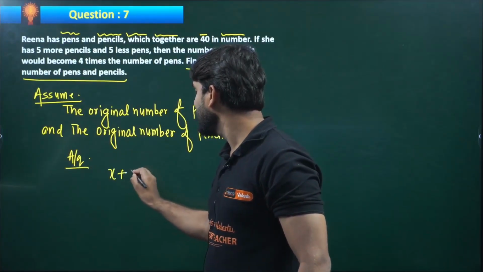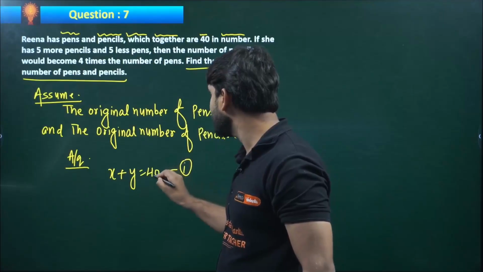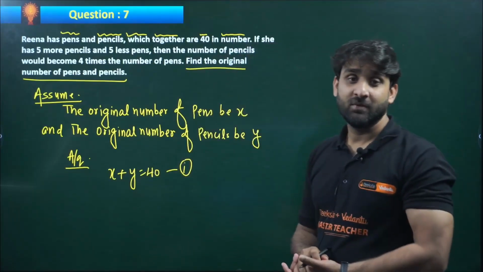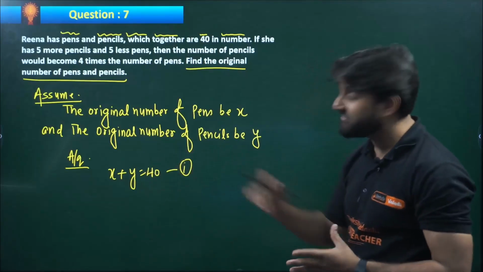x plus y will be equal to 40. This is the first equation. Clear everyone? The number of pens and number of pencils all together is 40. So this is the first equation.